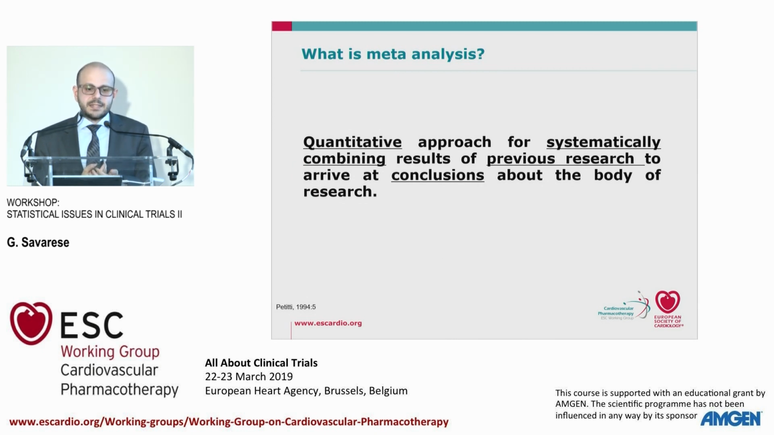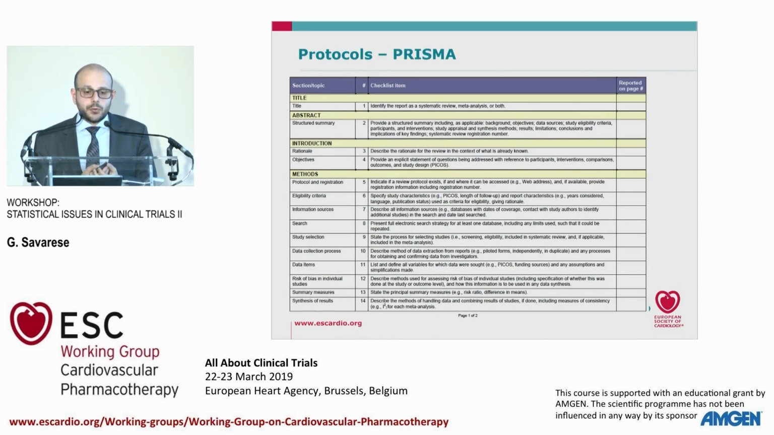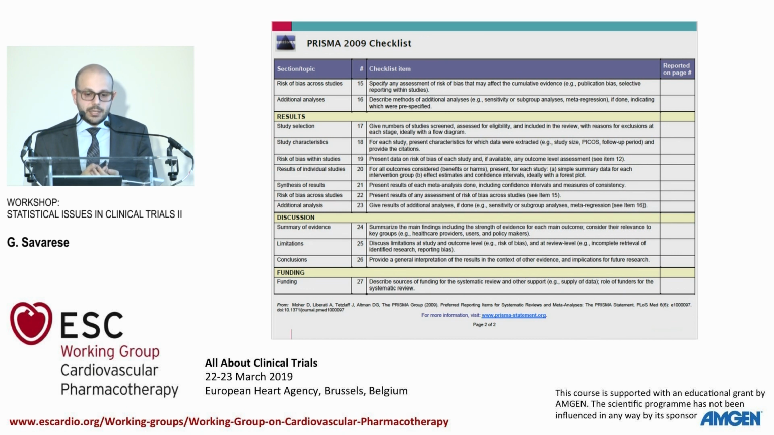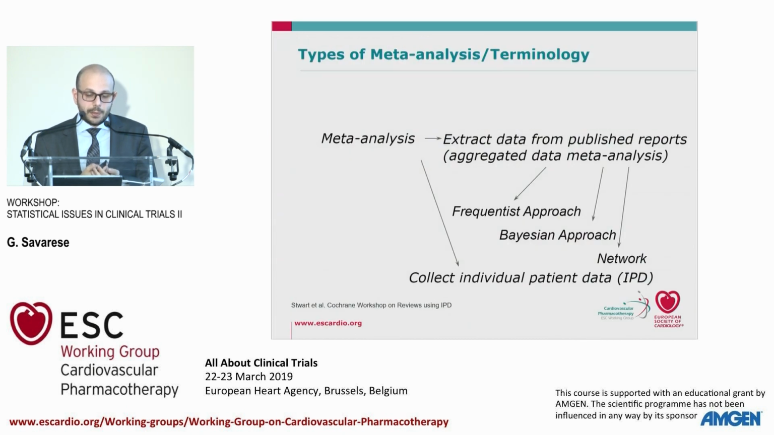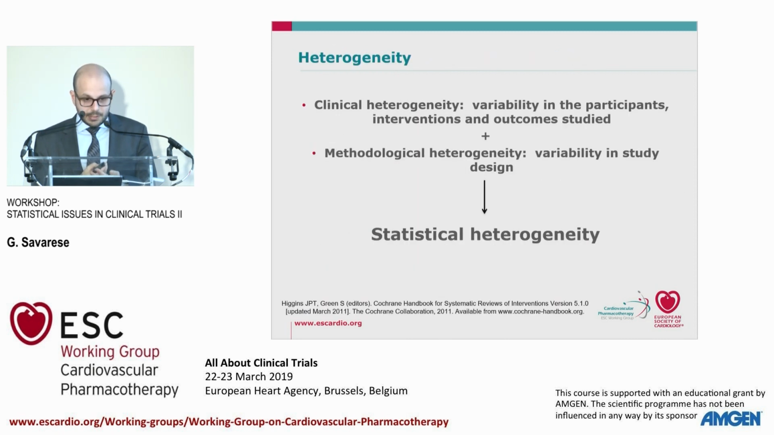So what is a meta-analysis? It's a quantitative approach for systematically combining results of previous studies to arrive at conclusions about the body of research. There are protocols published for meta-analysis. One of the most important is the PRISMA. It's always important that you check this protocol because it actually explains how to write the paper and how to run the meta-analysis. If you follow all these items, you will get a very high quality meta-analysis because you will know how to describe all the statistical methods and how to report the results. So I really invite you to read the PRISMA checklist and to use the flow chart. We skip this.